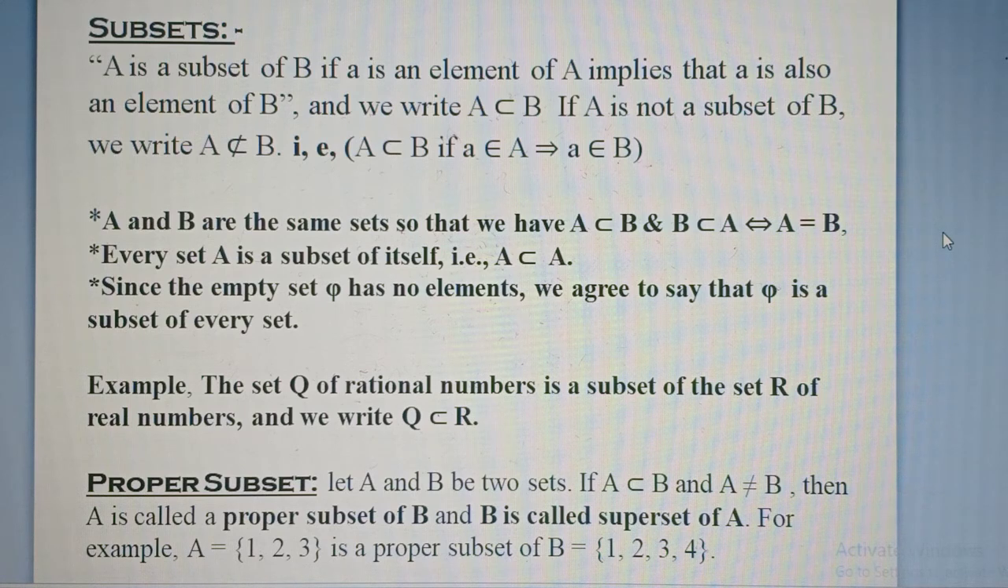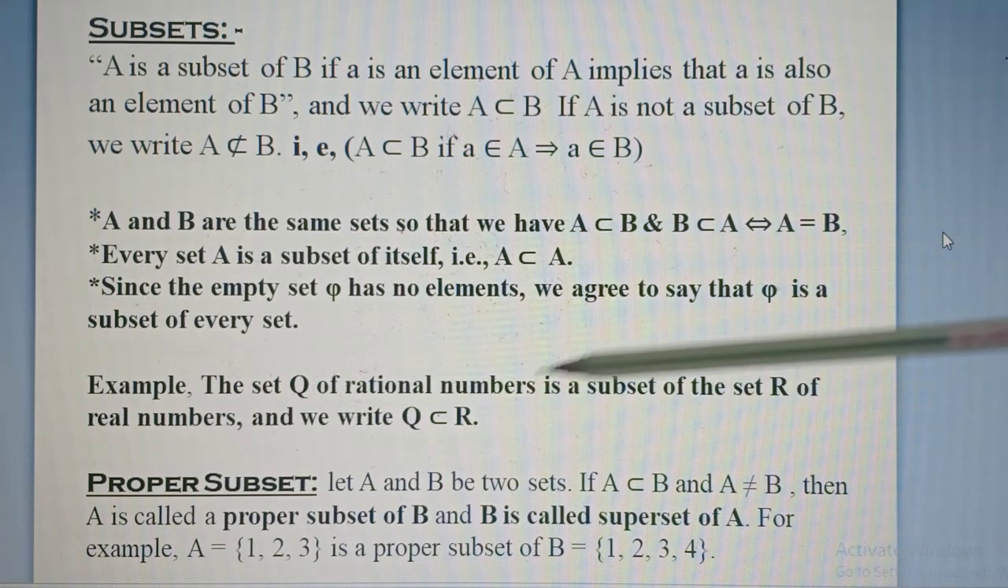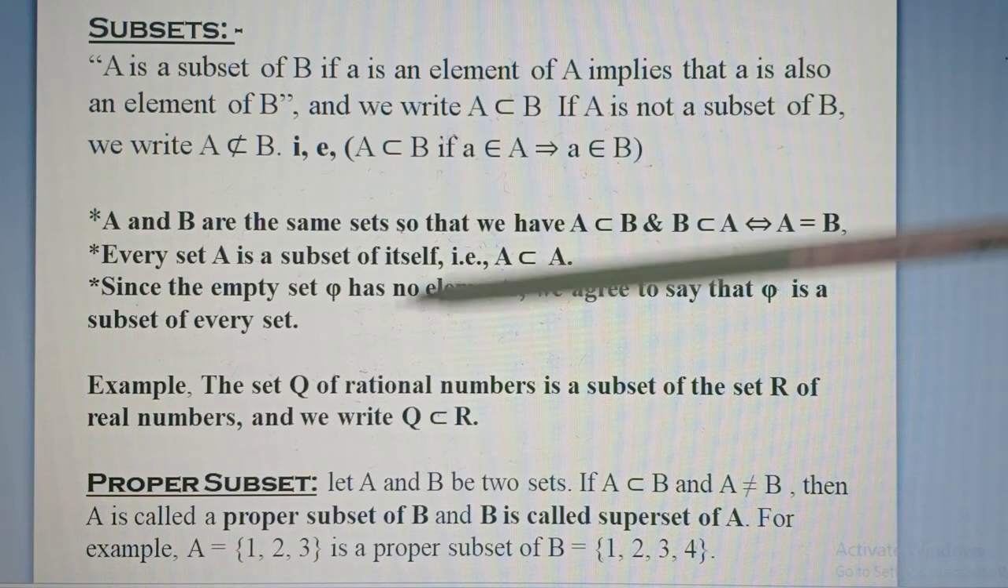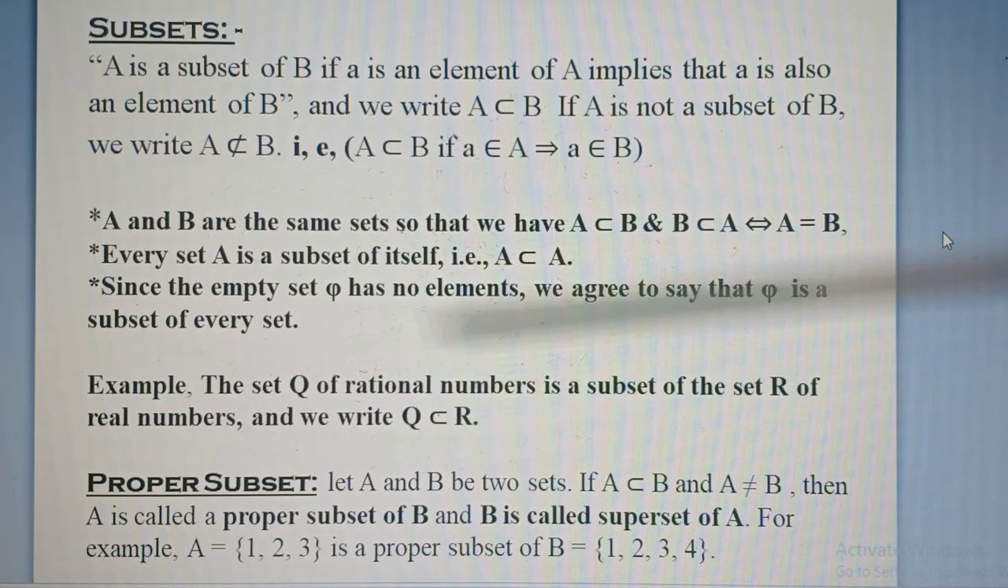Q, the set of rational numbers, is a subset of R, the real numbers. So students, all the rational numbers are present in real numbers, right? And in real numbers, all the rational numbers and irrational numbers are present. So we can say that Q is a subset of R. Now students, what do you mean by the proper subset?